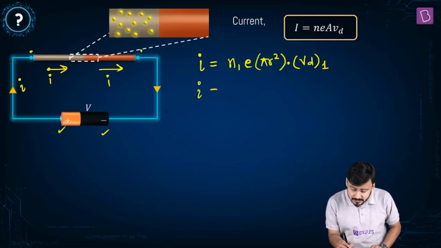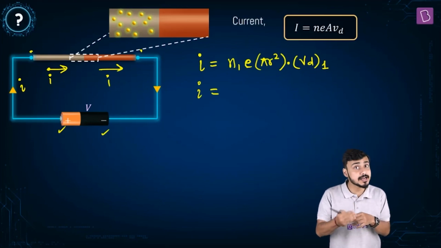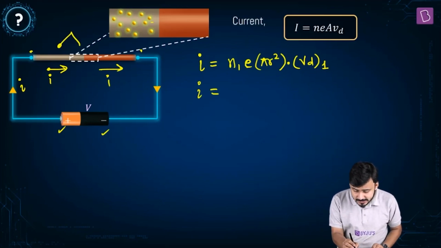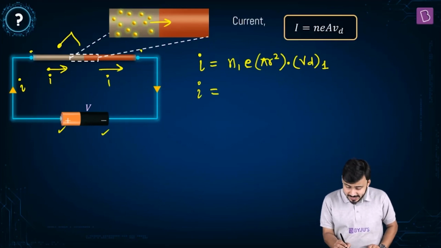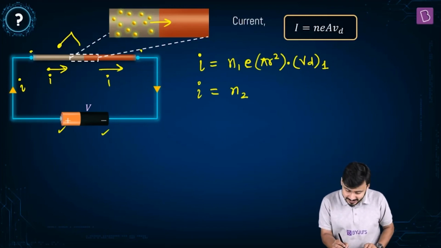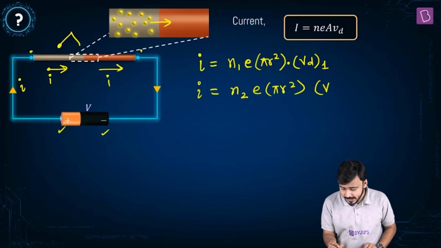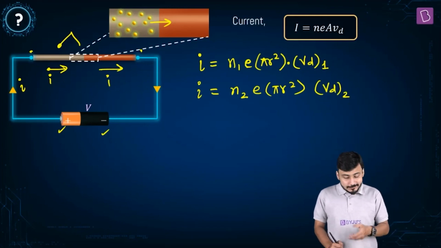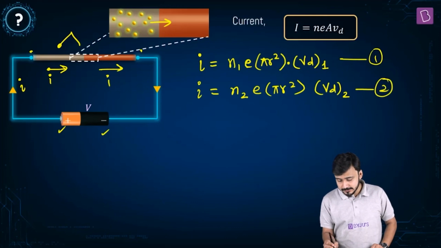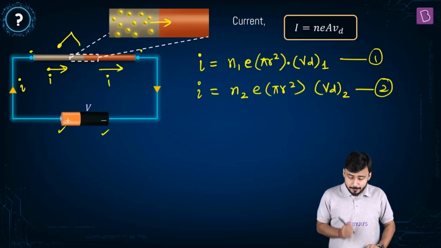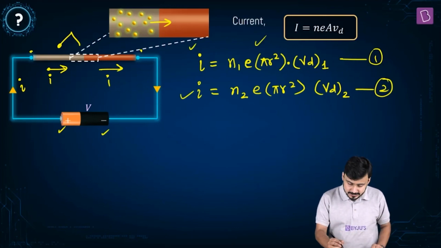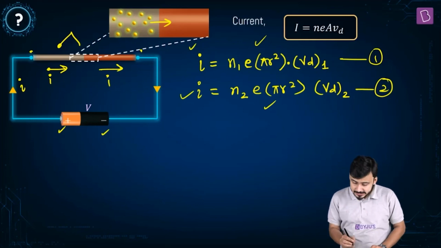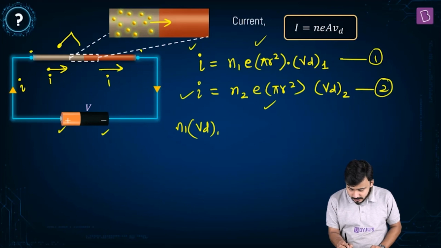Multiplied by drift velocity of the electron in the first wire, correct? Now, for the second wire, the same current I. Why same current I? Because both the sections are in series. So the same current I is given as the charge density in the second wire multiplied by e multiplied by area of cross section multiplied by VD2, right? Now, if you look into these two equations, the left hand sides are equal, so the right hand sides must also be equal. So if you put this equal to this, what you get? Basically you get N1 times VD1 is equal to N2 times VD2, correct?